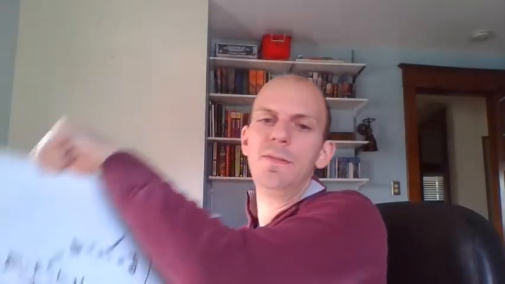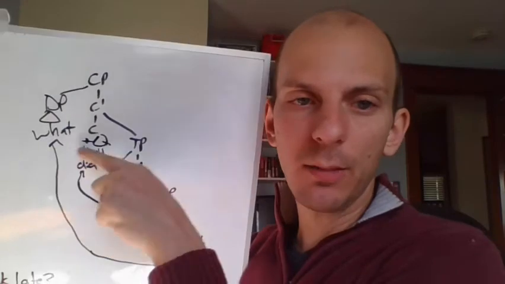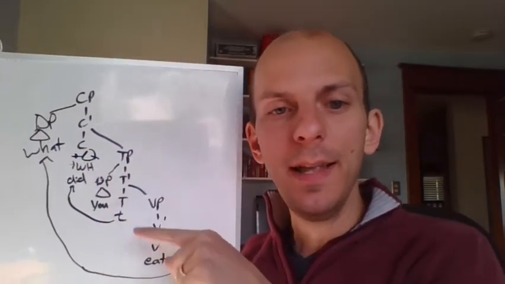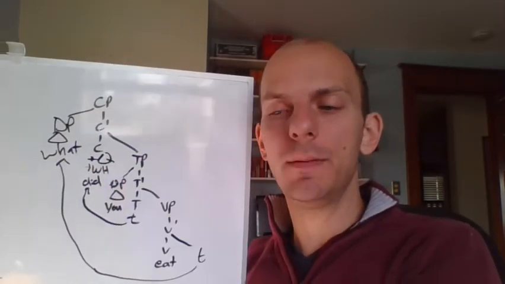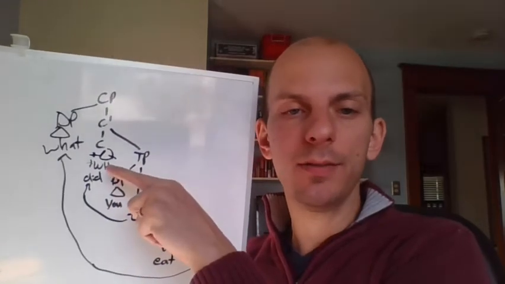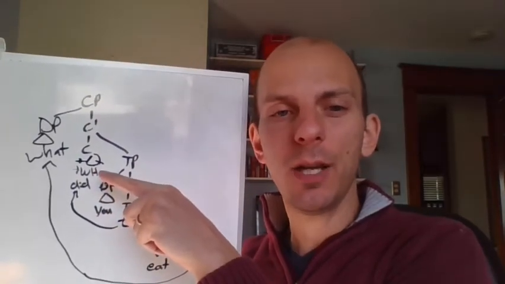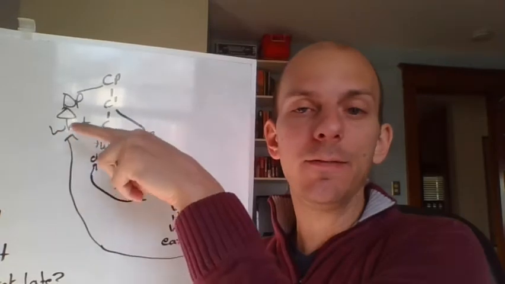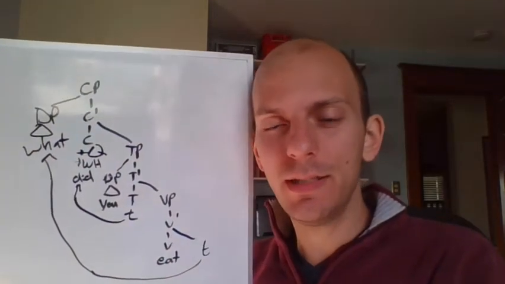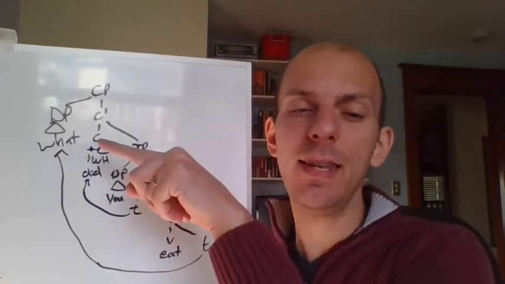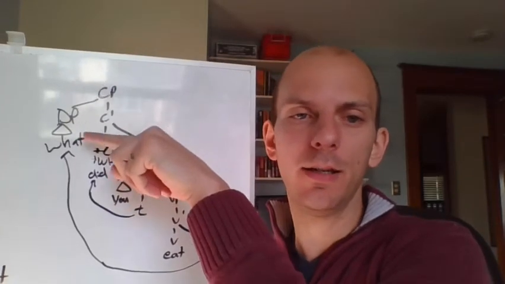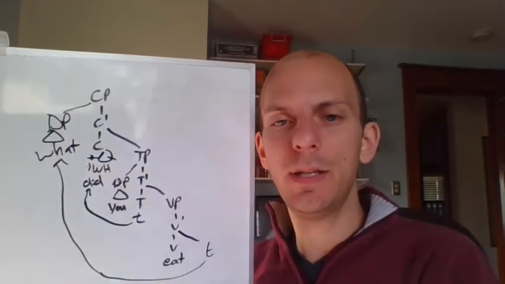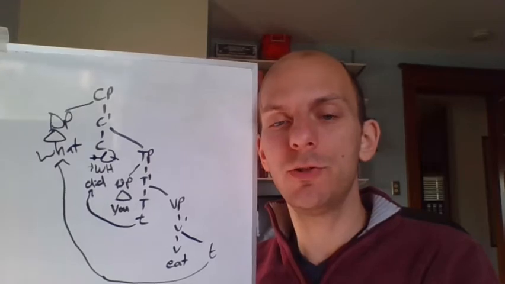So now we have some features here. Another feature, we've got a plus Q. What's the plus Q doing? It's motivating T to C movement. And we also have a plus WH word. And the plus WH feature says, give me a WH word in spec CP, right? It's C, so it controls the C area. And it says, in spec CP, there needs to be a plus WH word.